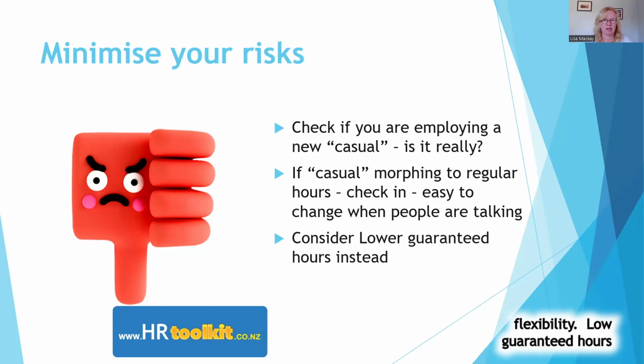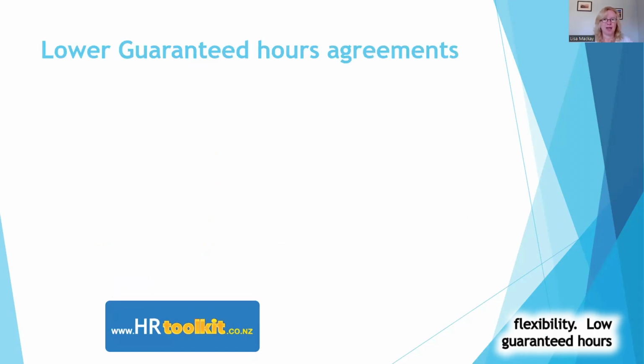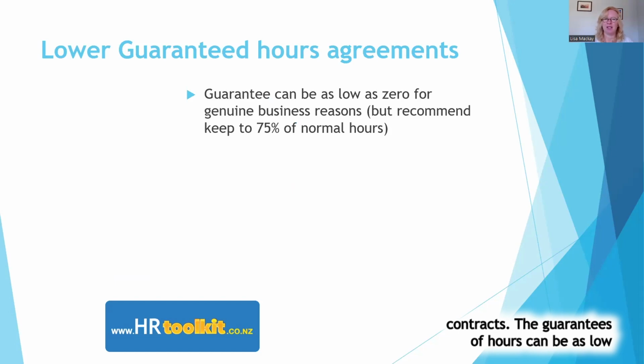This gives you much more flexibility. So, low guaranteed hours contracts. Look, the guarantee of hours can be as low as 0, provided you have genuine business reasons for that. This is often where somebody is going to be on a regular pattern, one step up from being a casual, and then a low guaranteed hours contract with no guaranteed hours is the way to go. But generally, we recommend that if you are using low guaranteed hours contracts, you keep the guarantee somewhere around about 75% of the normal hours.